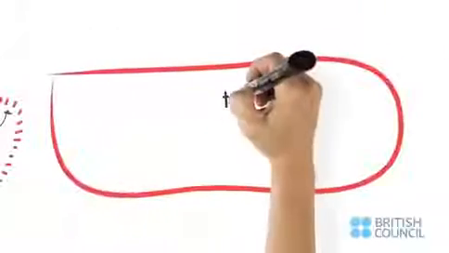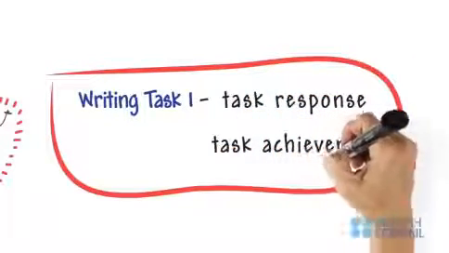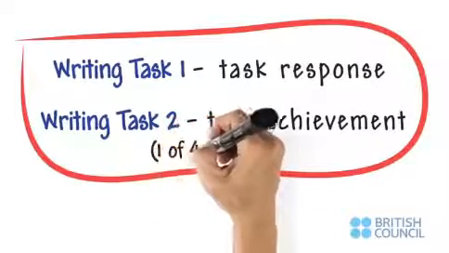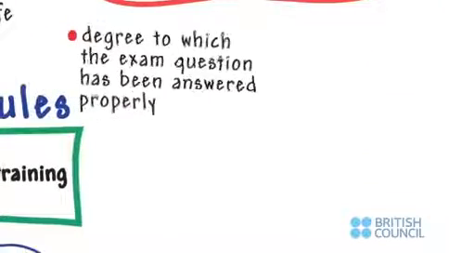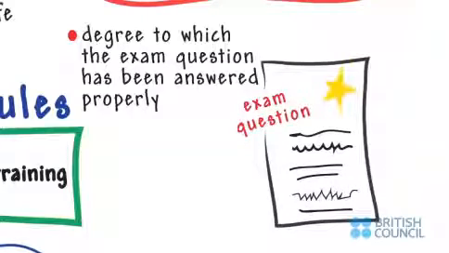Here, we look at the criteria of task response for writing Task 1 and task achievement for writing Task 2. These represent one of 4 criteria on which you will be tested. Look for the other 3 criteria in other videos. These criteria focus on the degree to which the exam question has been answered properly.